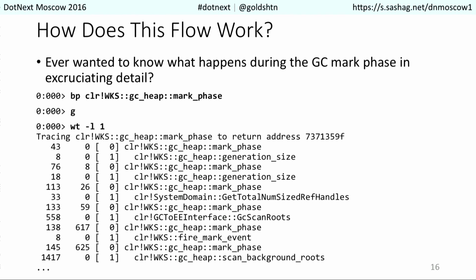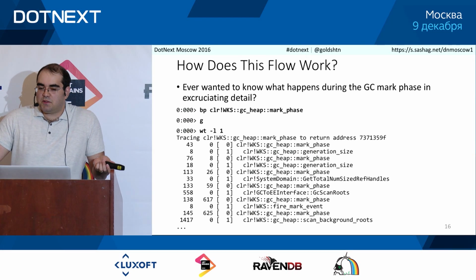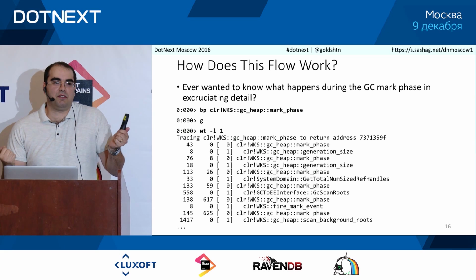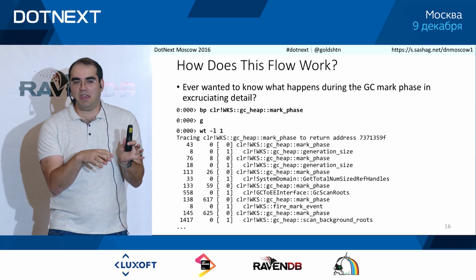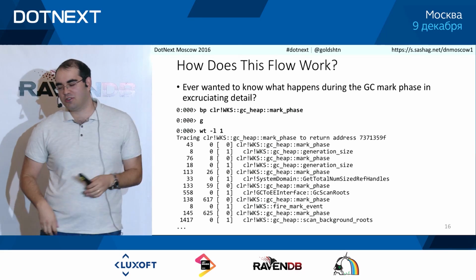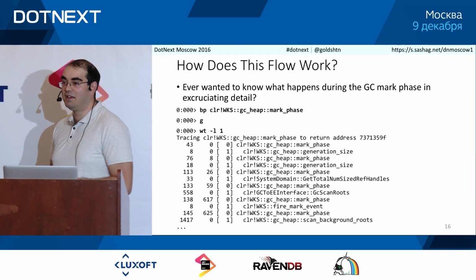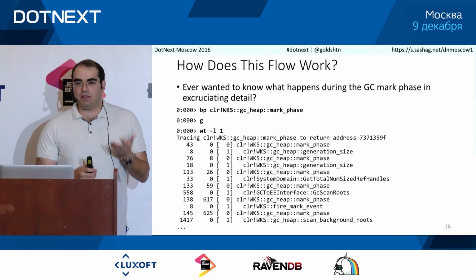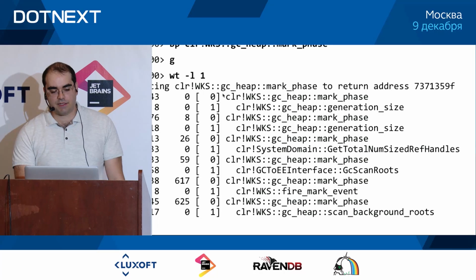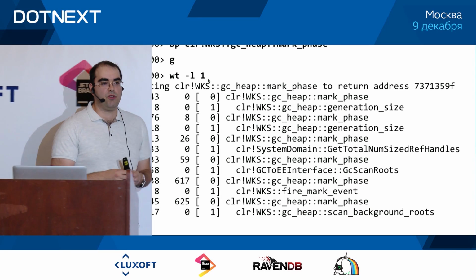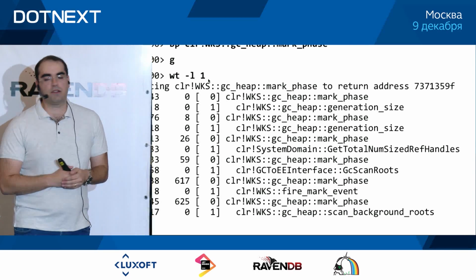So what I did here, I was like, I'm curious what the garbage collector is doing during the mark phase. So let's put a breakpoint in a function in the garbage collector called mark phase. That was easy. And then run WT. And then you get this nice tree. I asked for just depth 1. So you get all the functions called by mark phase.